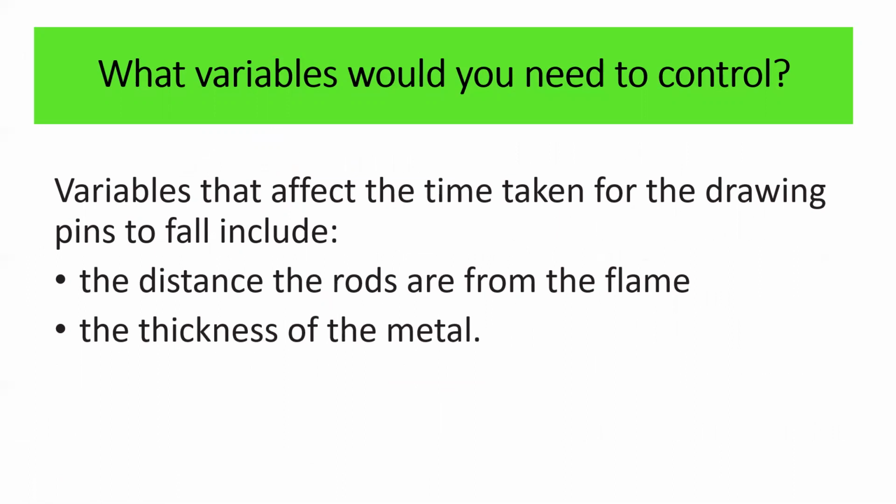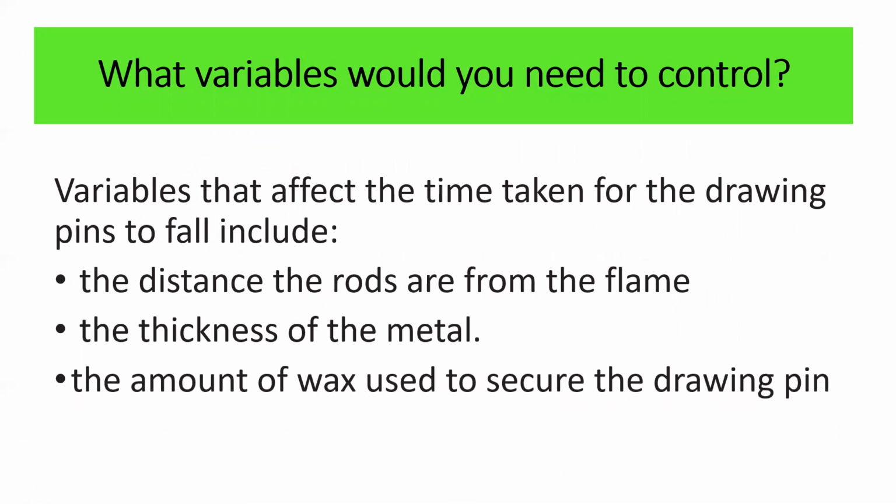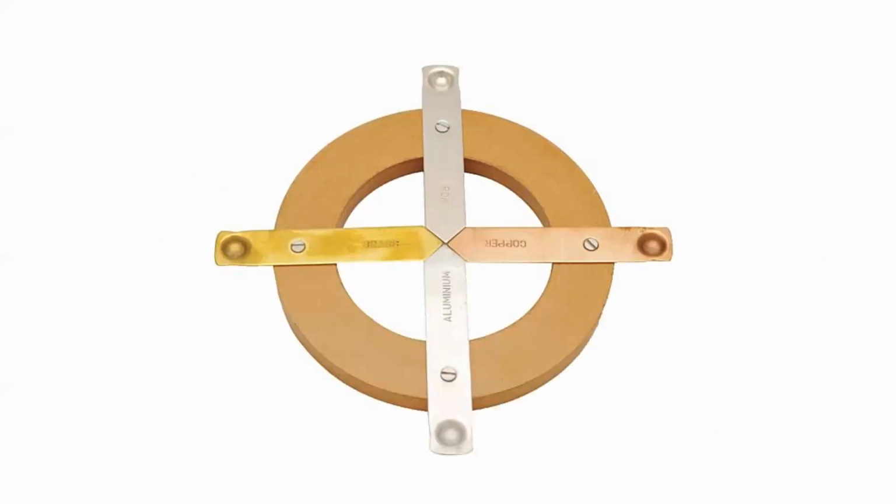The thickness of the metal. And as we said previously, the amount of wax used to secure the drawing pin. Now, some schools have a piece of equipment like this, which is an alternative to what I've just shown you on the earlier slide. What you would actually do here is your Bunsen burner would literally heat the center here of those 4 rods.